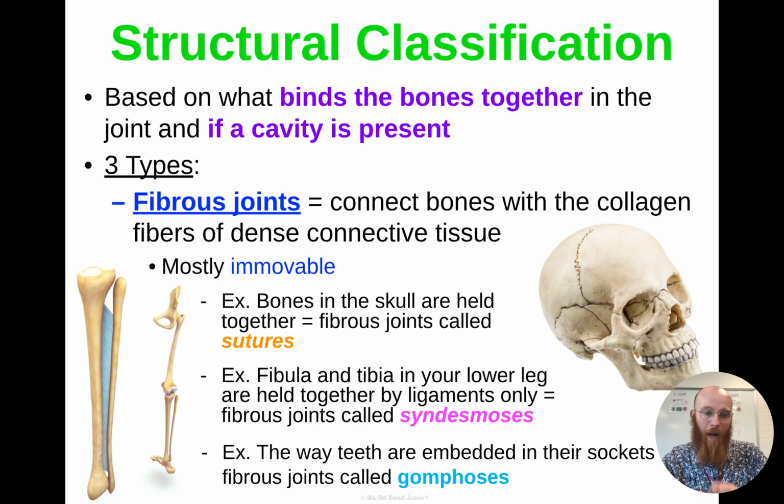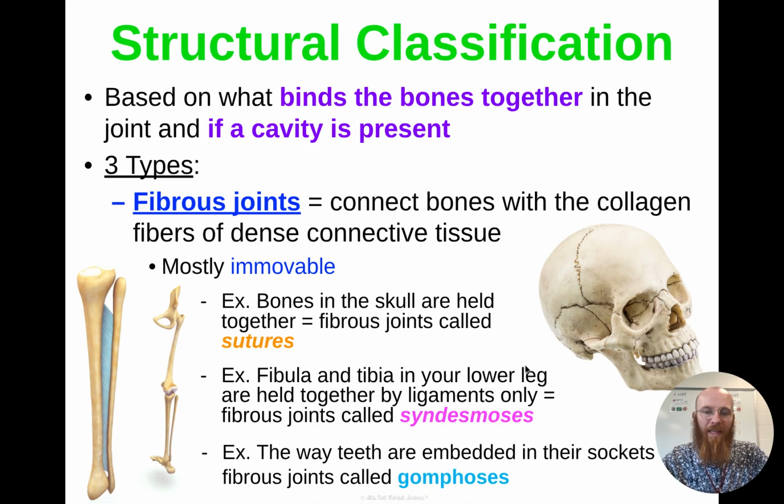Okay, so highly stable joints. Some examples of this, again, go into the bones in the skull. The way that those are held together, we have these fibrous joints called sutures. Okay, so we can actually see examples here on the skull of what these sutures look like. Okay, so these are these fibrous joints that connect those bones with high stability.